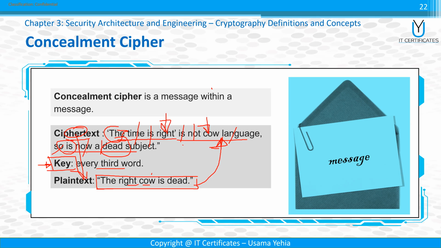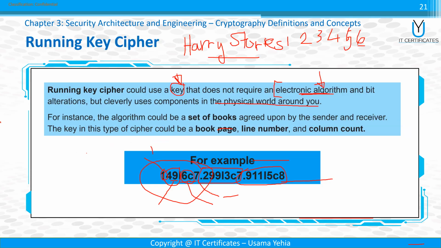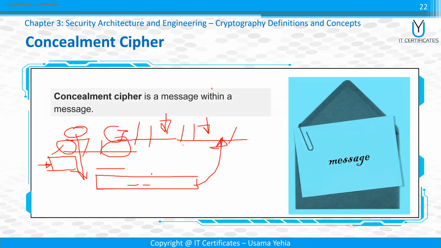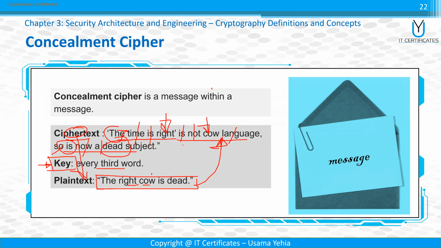Can you note, my friends, that we are speaking about encryption without using computers? We are using encryption without using computers now. Here, when we explain the running key cipher, I'm not using any computer at all. I'm not using any digital format. And when I am discussing the concealment cipher, I'm not using any digital computer.